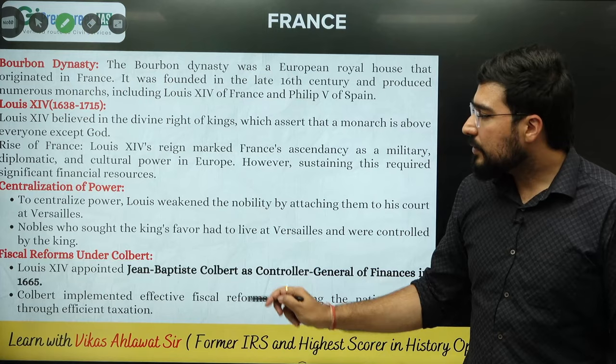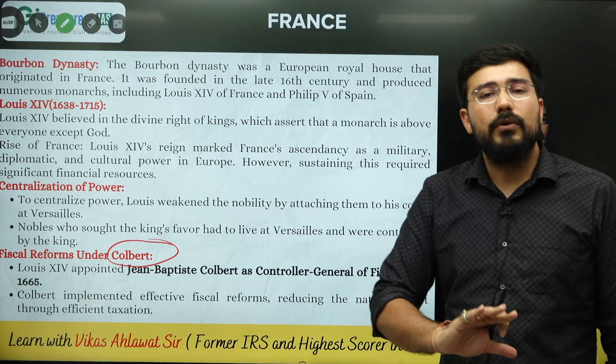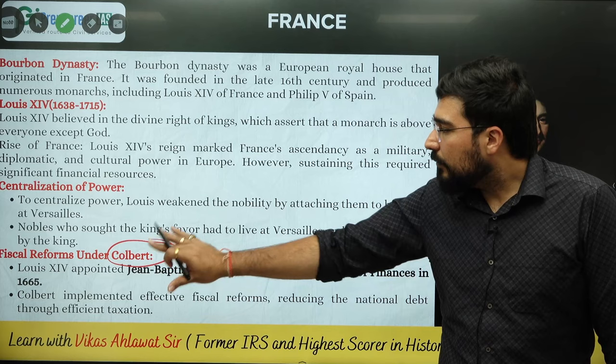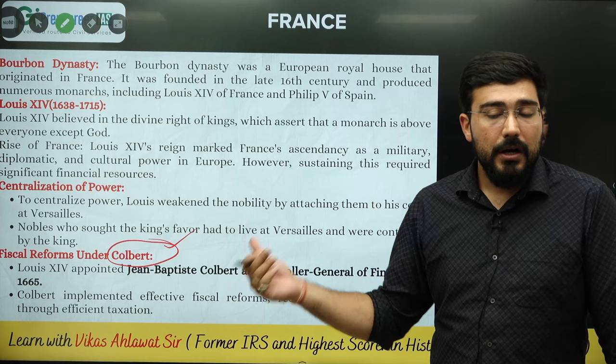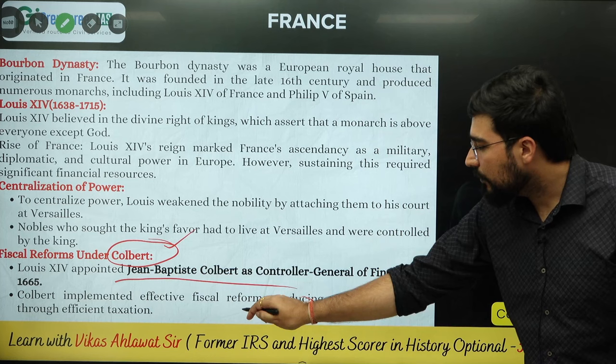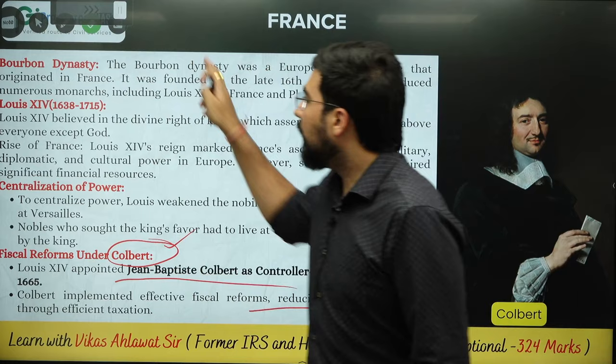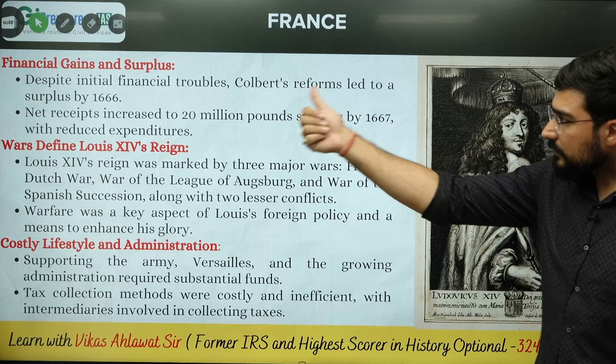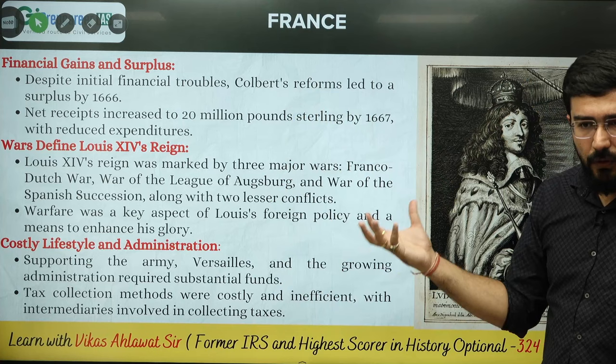He also did an important reform, because France did not have a very good concept of budget. The word budget itself comes from France. Fiscal reforms were done by Colbert, who was also responsible for the creation of the French East India Company. So remember his name, Colbert. He appointed Jean-Baptiste Colbert as Controller General of Finances, and he came up with certain financial reforms. But in the long run, they were not that useful. With initial trouble, he even brought in a net surplus era, but wars are what defined the time of King Louis XIV.